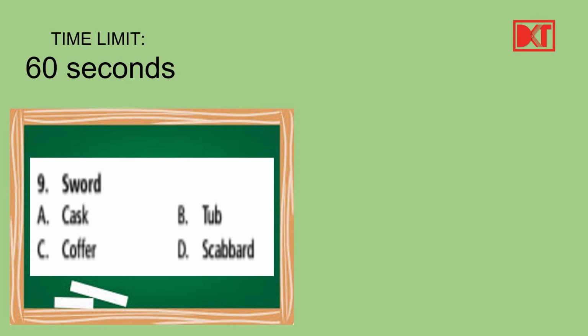Okay, now for a sword. What is the container of a sword called? Now here the options are A. Cask, B. Tub, C. Coffer, or D. Scabbard. Now the container of a sword is called a scabbard.